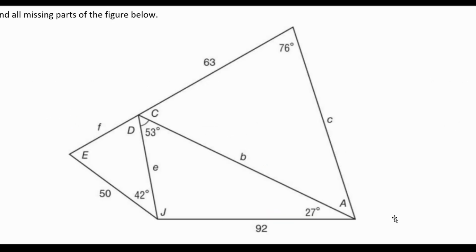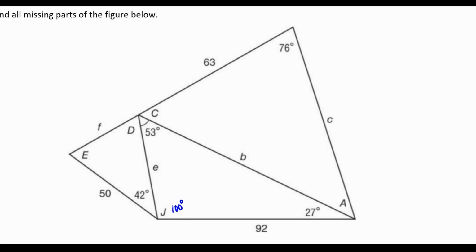Alright, and then finally on this last question, we want to find all the missing parts of this figure down here. I'm not going to find the entire thing, but we're going to find just a little bit of it. And you can see how you kind of build this triangle out. So what I notice here is I can find J because this inner triangle is going to be 180 degrees, so 180 degrees minus 53 minus 27. So I know that J comes out to be 100 degrees.